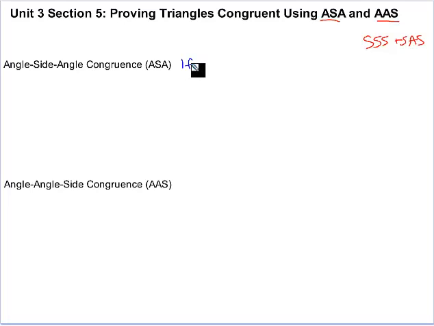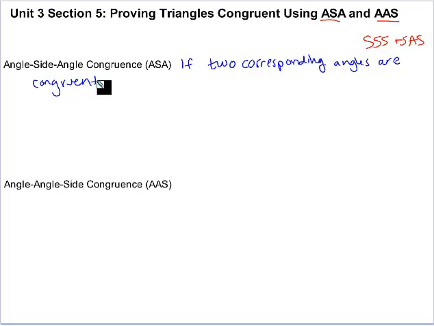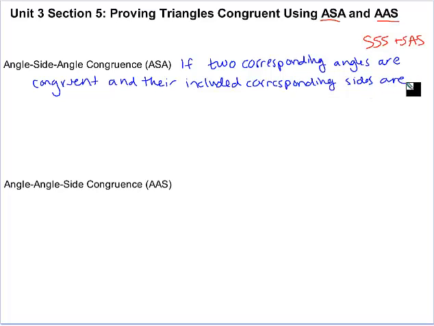This says if two corresponding angles are congruent, and their included corresponding sides are congruent, then the two triangles are congruent.